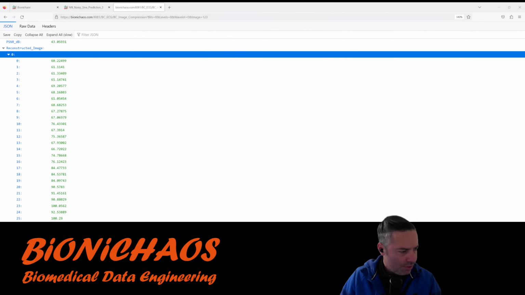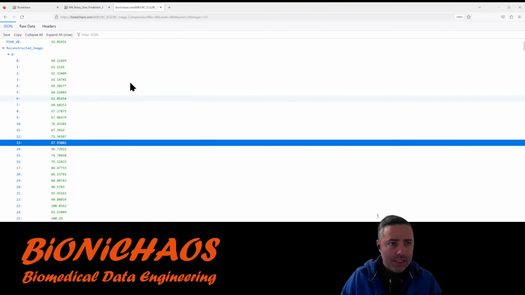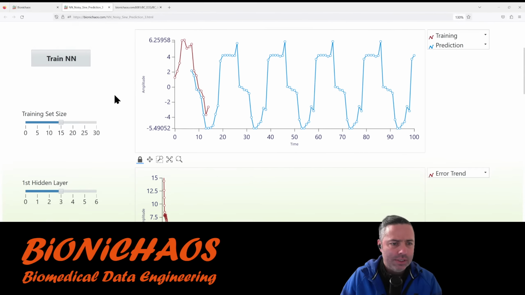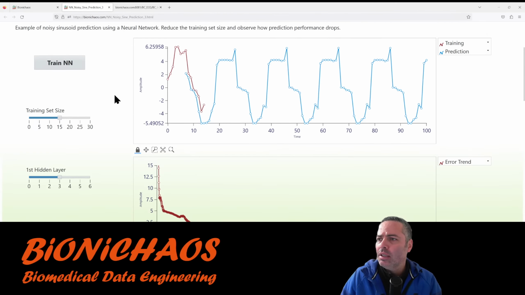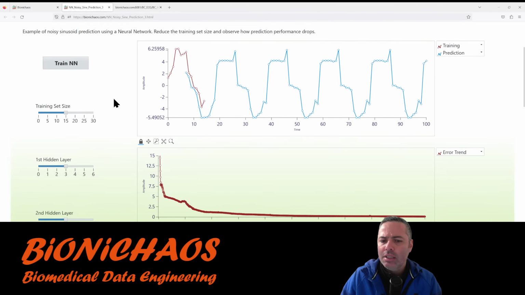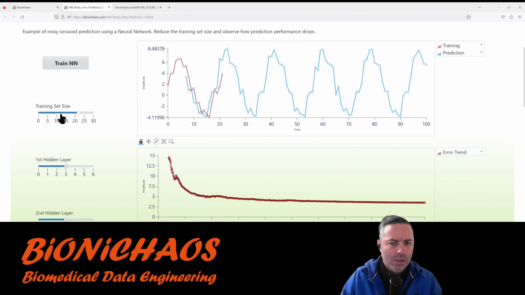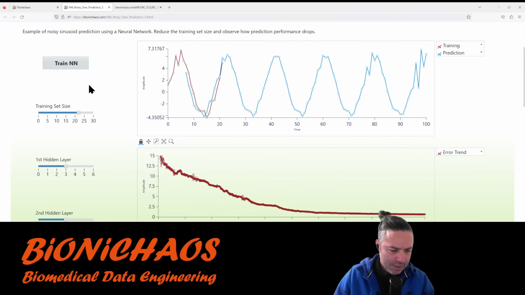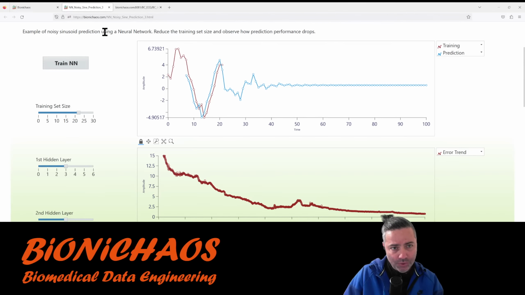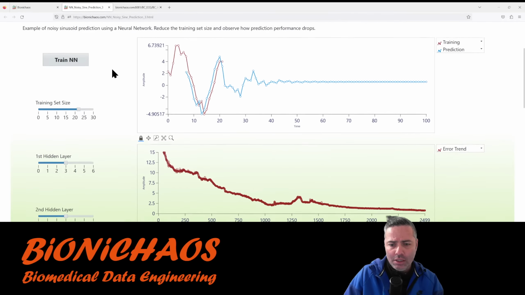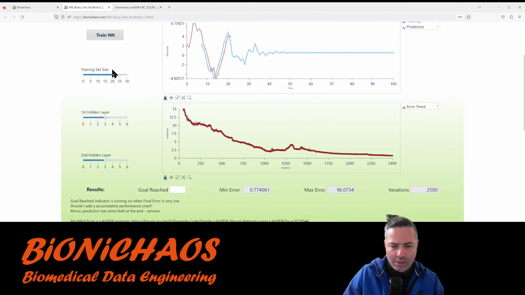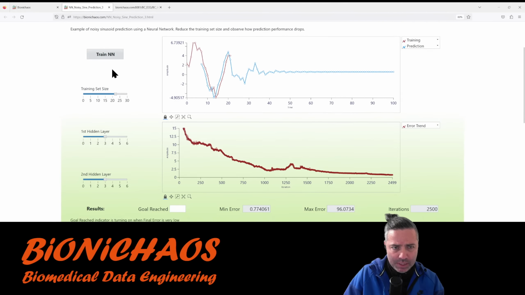We just invited some people to join in. Right, a LinkedIn friend was making a comment about this tool. It's the noisy sinusoid neural network prediction. Doesn't fit my screen.